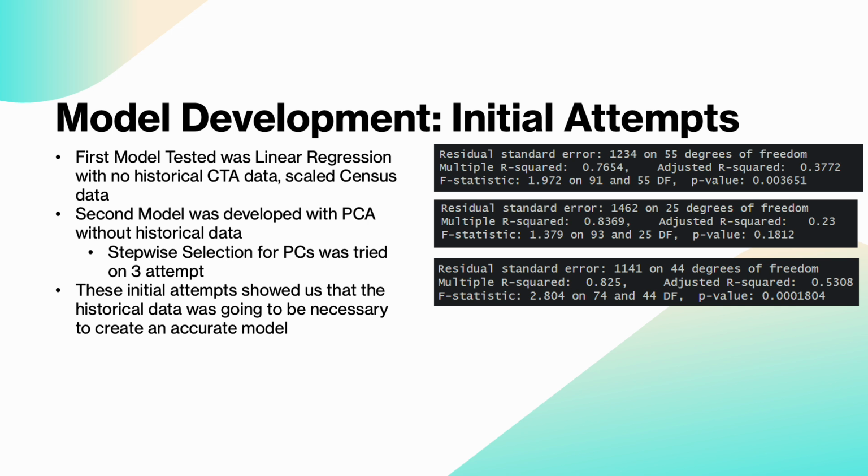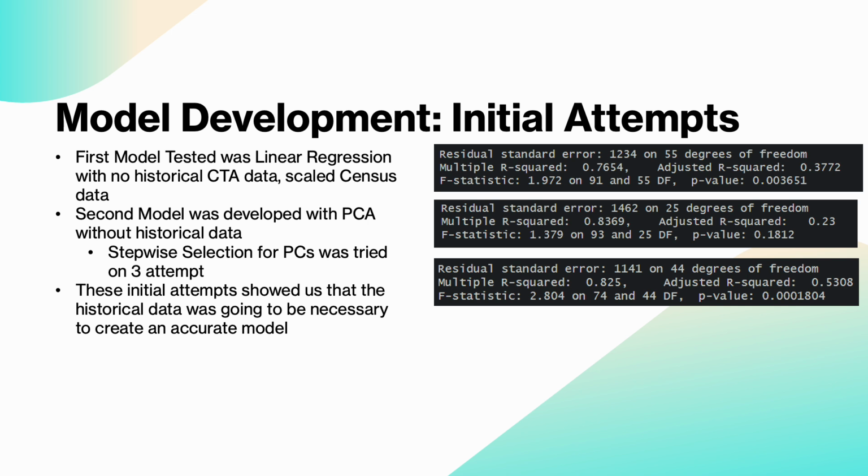So the first model we tested was just a basic linear regression model without the historical data. We wanted to do this just to see how well the census data alone could predict the station usage. You can see that the first chunk here is the results from that with a multiple R squared of 0.76 and adjusted R squared of 0.37. So not particularly good.